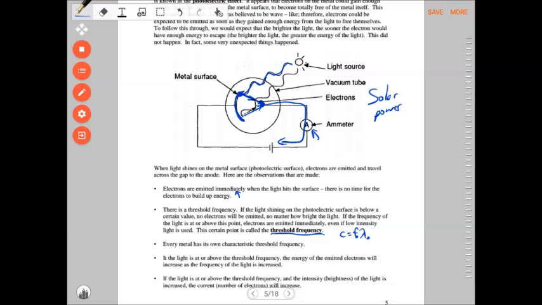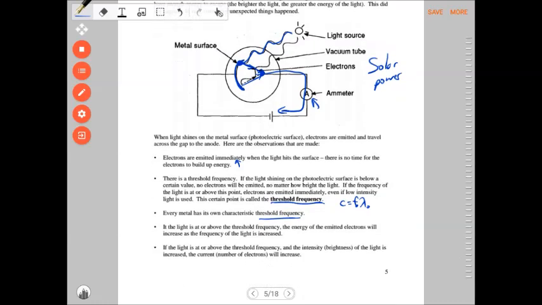Wow. Every metal has its own characteristic threshold frequency. If the light is at or above the threshold frequency, the energy of the emitted electrons will increase as the frequency of the light is increased. Sure, the more frequency we have, the more energy you have. So if you hit the photoelectric surface with light of higher energy, the electrons just have more energy as they get kicked off.